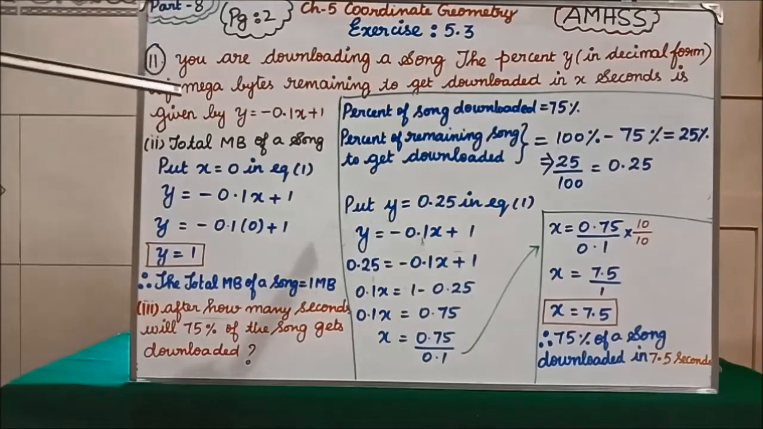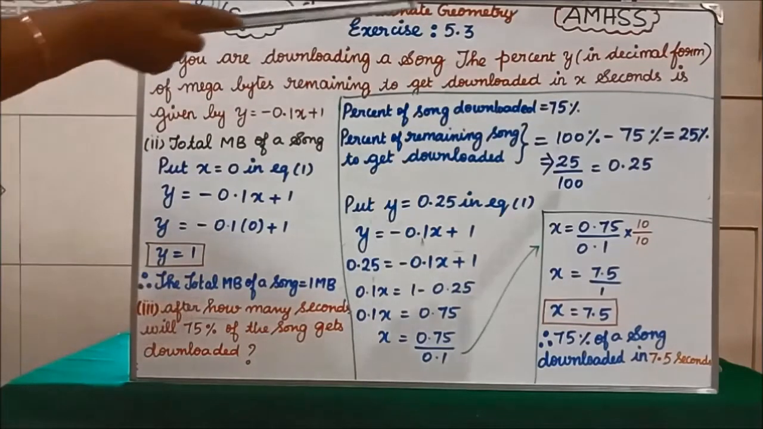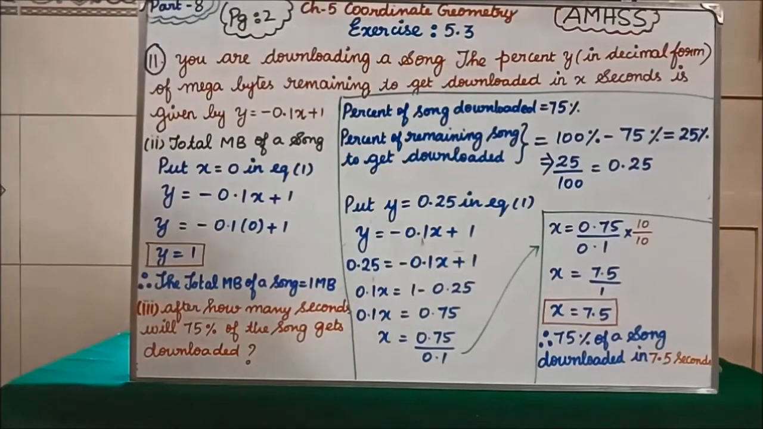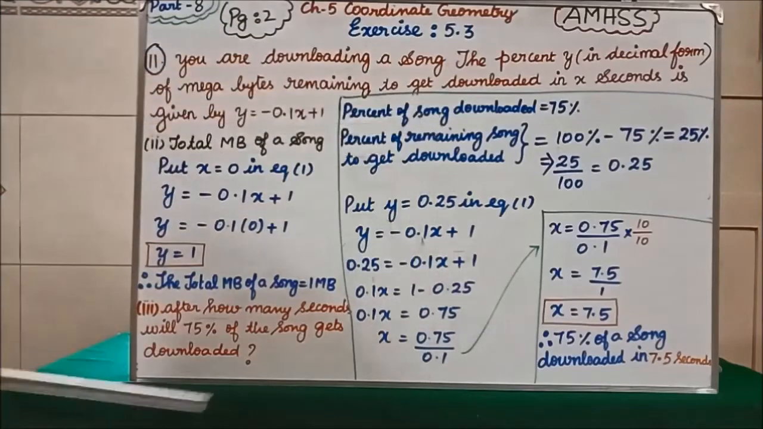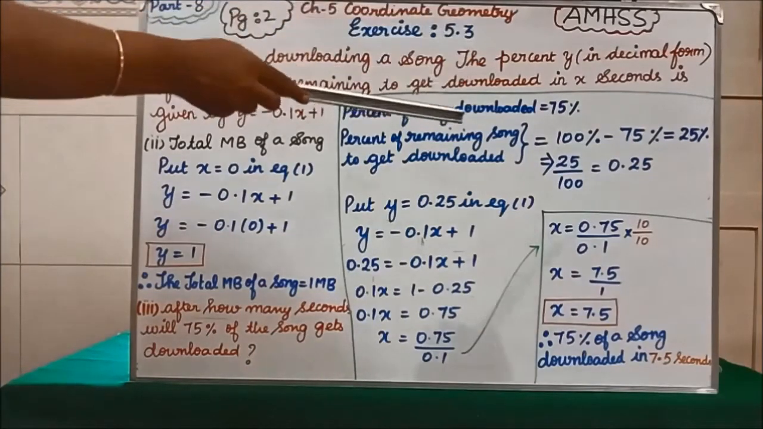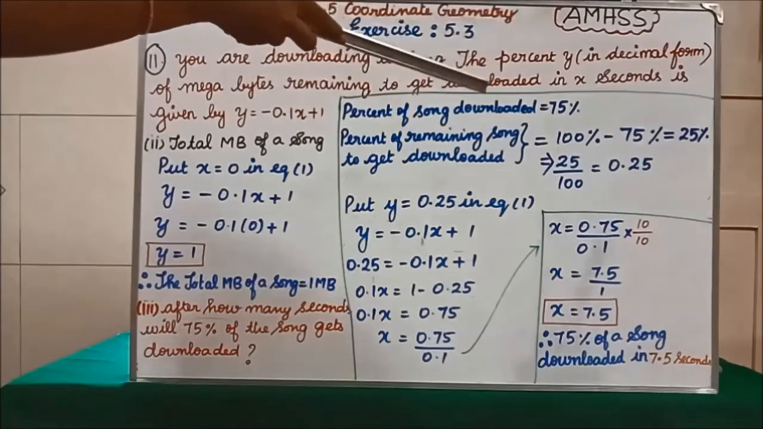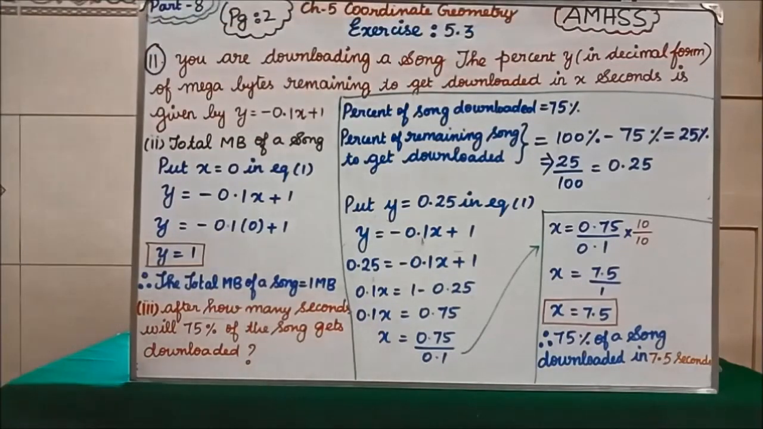Clear? Percentage of song downloaded is equal to how much percentage downloaded? 75 percentage. Percentage means it is total 100. So the percent of remaining song to get downloaded. Remaining how much song has to get downloaded? Out of 100, 75 percentage has downloaded. Remaining will be what? 25 percentage. How? 100 percentage minus 75 percentage is equal to 25 percentage.